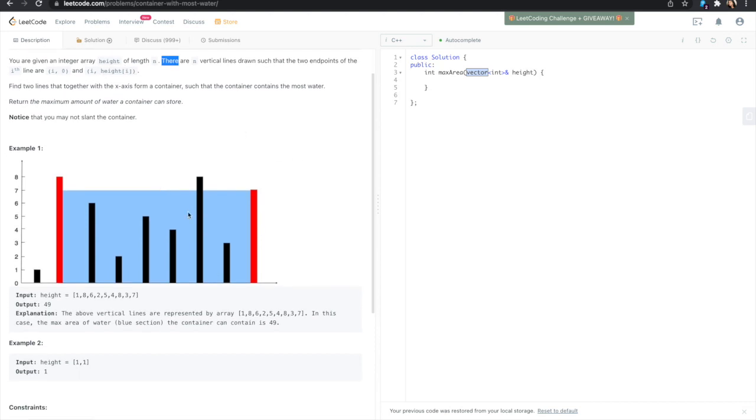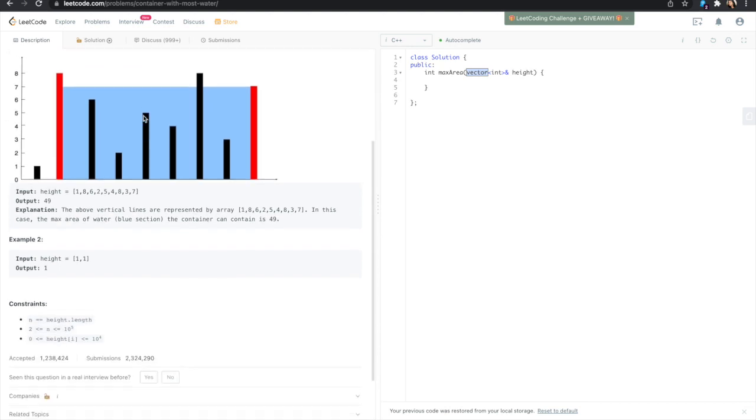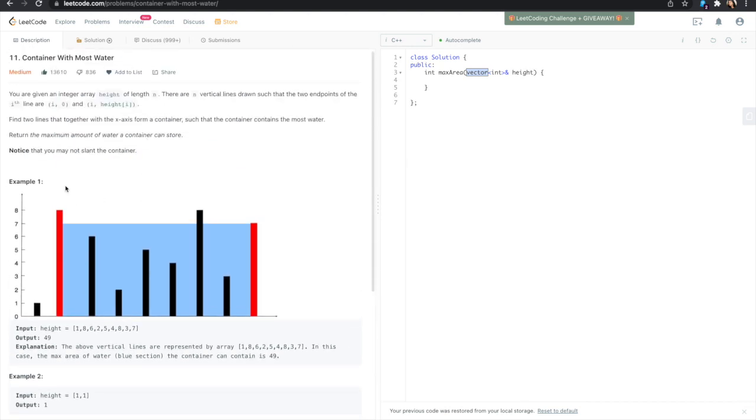Okay, so that means if this is my line, this is (i, 0) and (i, height[i]), so we get the height from the array. Find two lines that together with the x-axis form a container such that the container contains the most water. Return the maximum amount of water a container can store. Notice that you cannot slant the container. So let's look at the example.